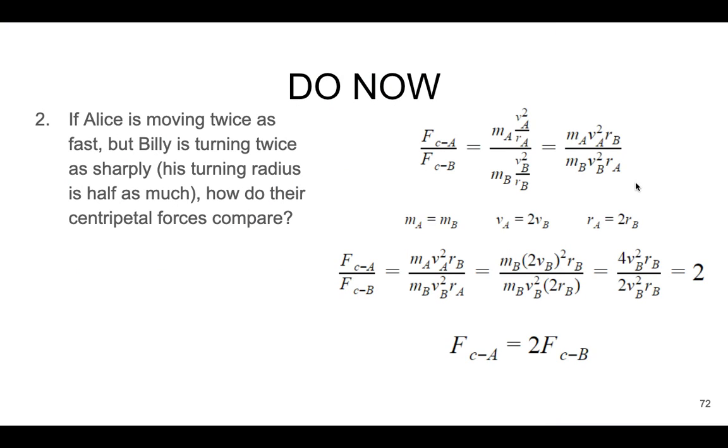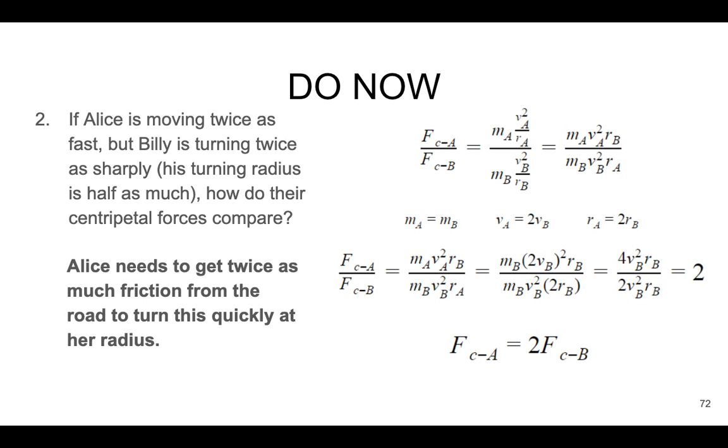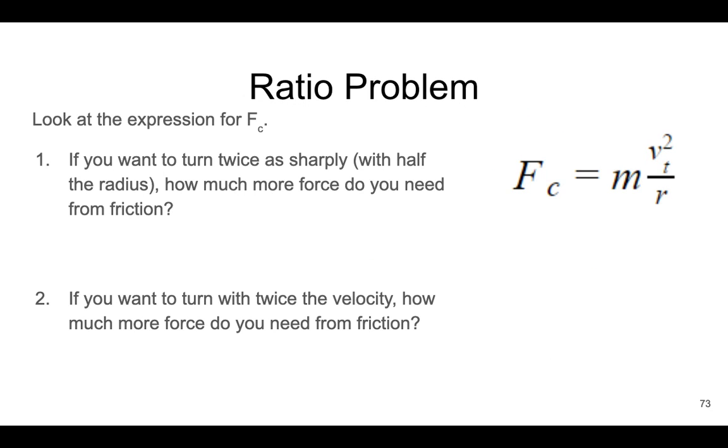So in this slide, I did all that stuff there. We got there. I'm not going to explain this because I just did. So basically what this means is Alice needs to get twice as much friction from the road to turn this quickly at her radius. So here's our expression for F sub c, centripetal force. If you want to turn twice as sharply, meaning with half the radius, how much more force do you need from friction? So if this number were half, that means this number is going to end up being twice as much, because a half in the denominator is the same thing as multiplying it by 2.